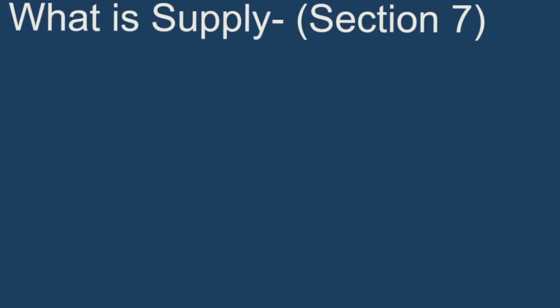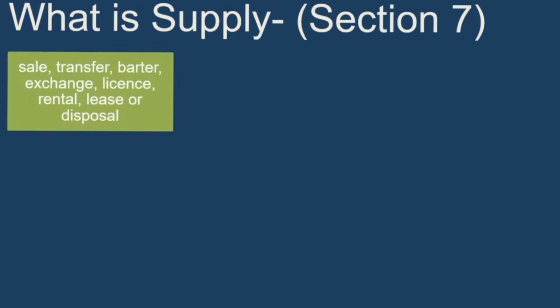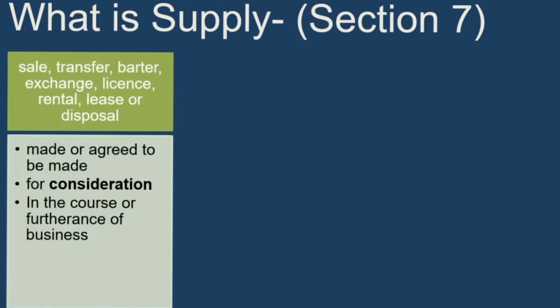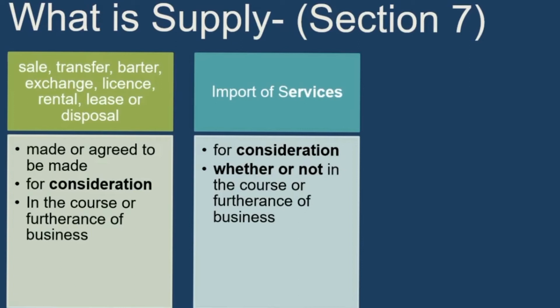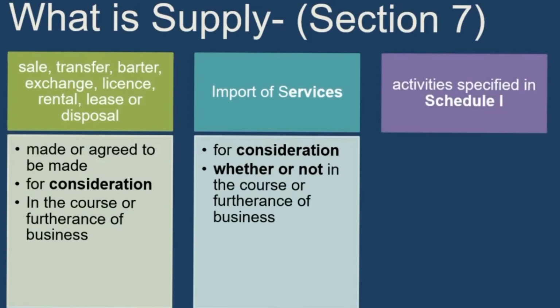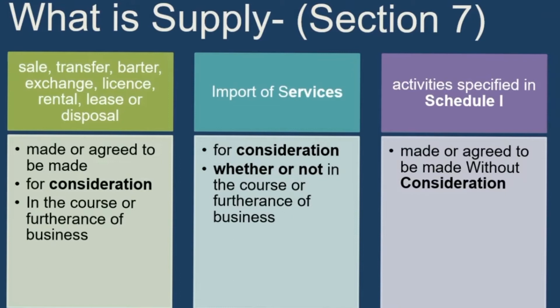So let us try to understand what all is covered under the meaning of the word supply under Section 7. Broadly, there are three categories covered under the meaning of the word supply. The first one is sale, transfer, barter, exchange, license, or disposal, made or agreed to be made for consideration, in the course or furtherance of business. Second is import of services for consideration, whether or not in the course or furtherance of business. And third are activities specified in Schedule 1 of the Act, made or agreed to be made without consideration.